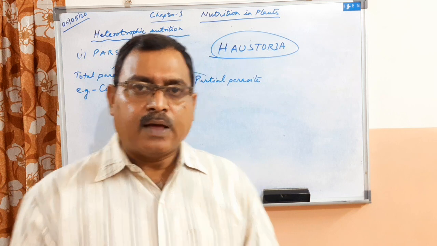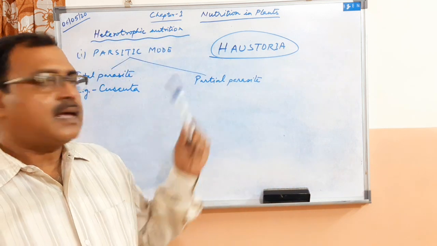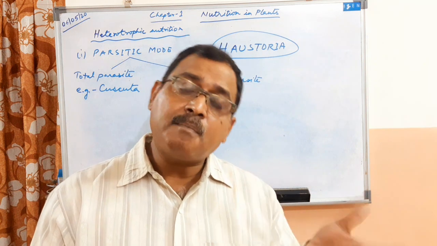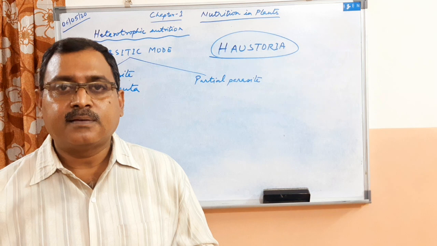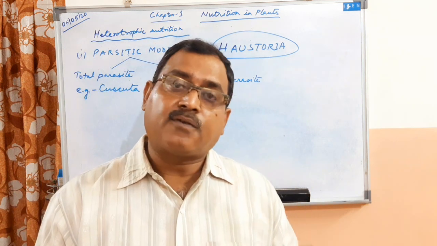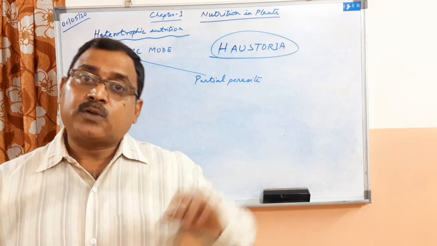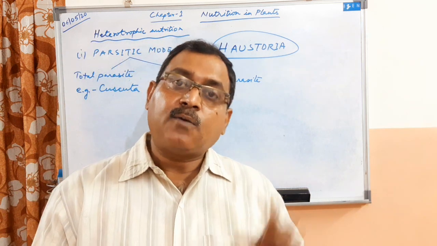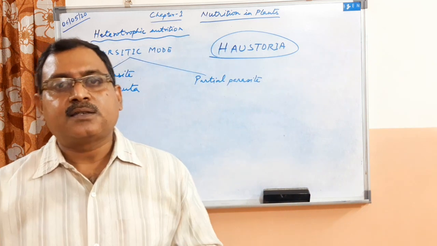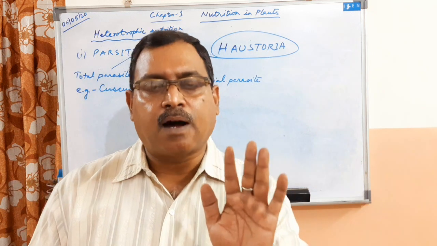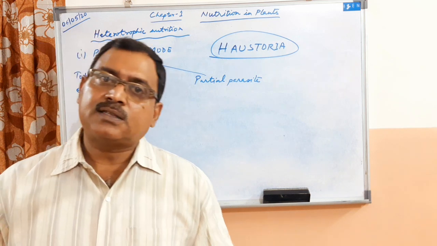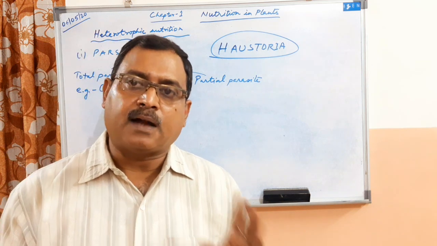Okay? Example, cuscuta. Another type of parasitic plant is green in color, meaning they can perform photosynthesis and make their own food. But they cannot absorb water from the soil directly. So they become parasitic because they want water and minerals from the host. So those plants which partially depend on the host plant for their nutrition are called partial parasitic plants.